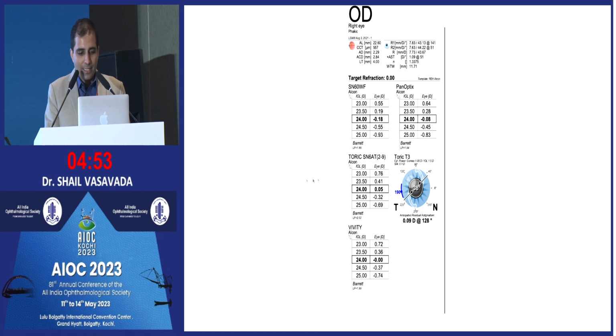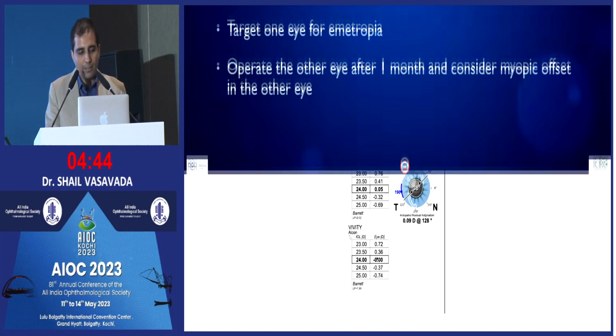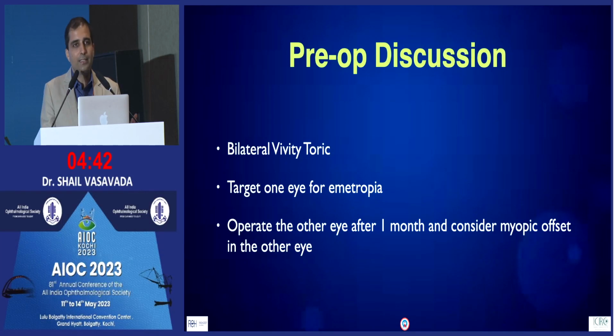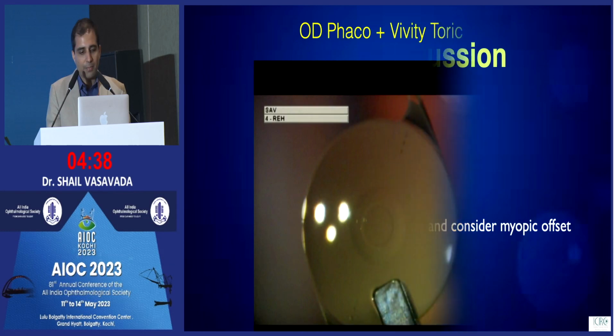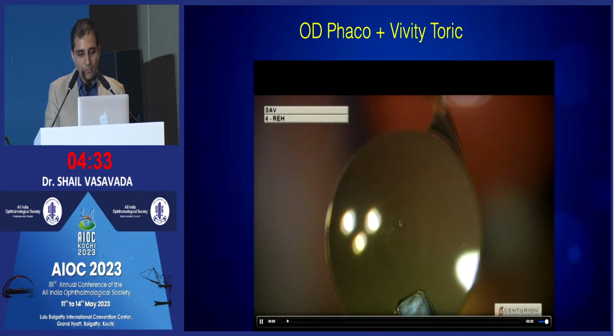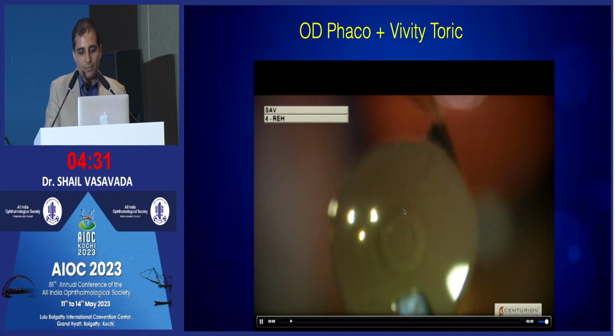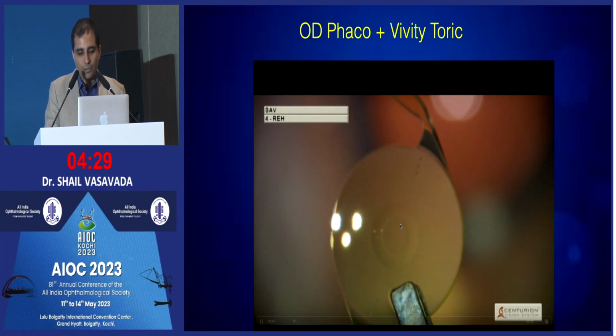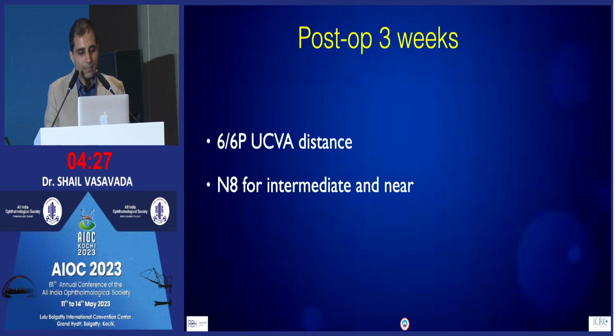So in the first eye, we decided that we might go ahead with an extended depth of focus VVT, and we chose target emmetropia, in this case 24, and we discussed that we will see how the outcome of one eye is, and whether we want to consider a slight myopia in the other eye. This is just to show the changes on the surface of the IOL that are there on the VVT. These are the ones that are responsible for causing the extension of focus.